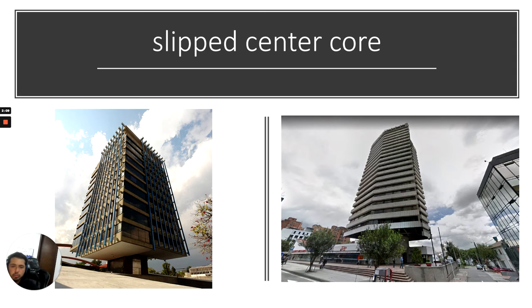I want to show you different types of constructions that are used nowadays. The first one is the slip center core, that is a pillar in the middle, and in the last floor they have tension cables of steel that support all the structure.